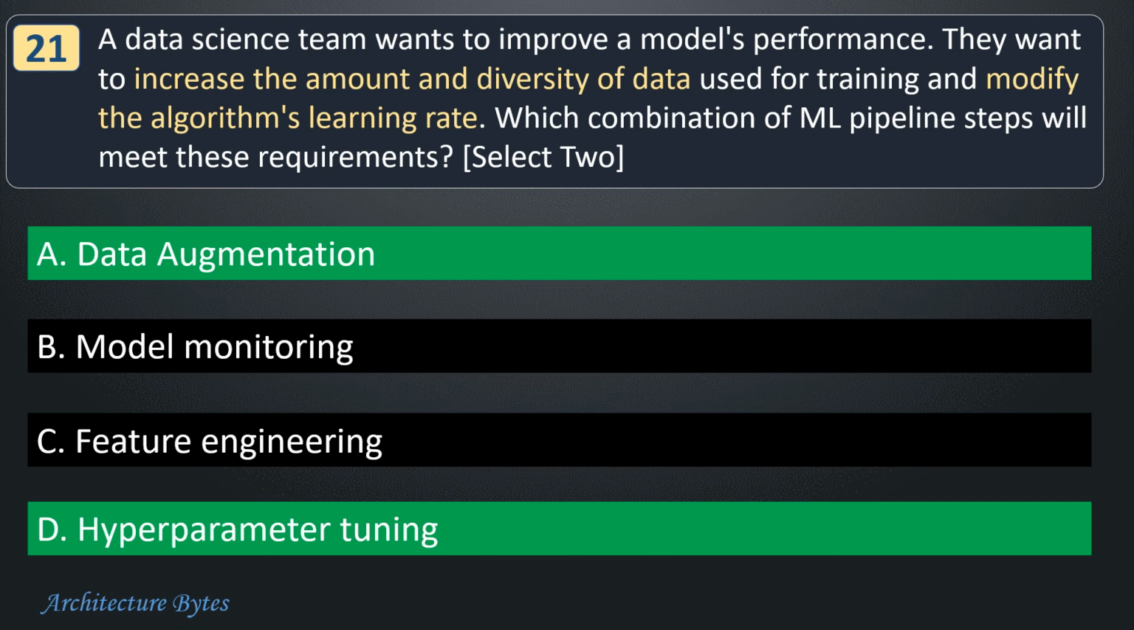Hyperparameter tuning involves adjusting the learning rate, which is a crucial parameter that controls how quickly the model updates its weights during training. Model monitoring does not help here. Feature engineering involves selecting or creating new features from data for training and is not relevant here.